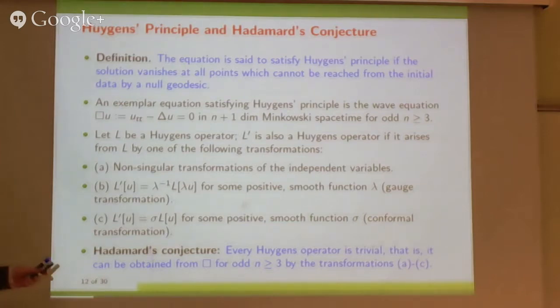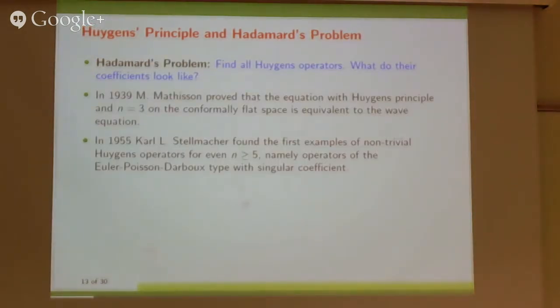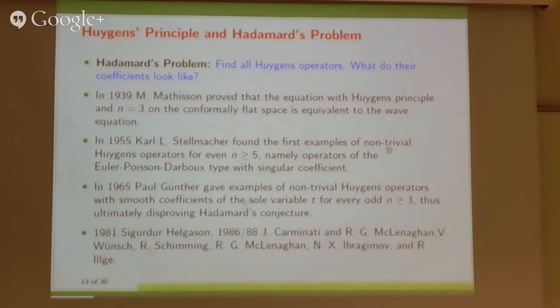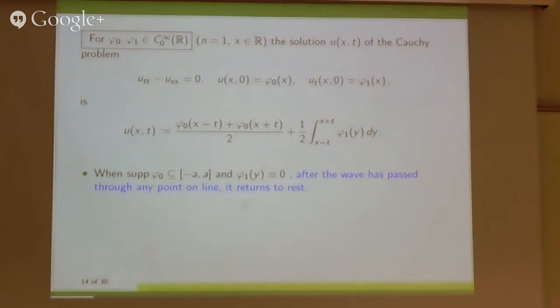And in the 30s of the last century, Hadamard suggested the conjecture that every Huygens operator is trivial, that is, it can be obtained by these three simple operations from the wave equation. It was the so-called Hadamard conjecture, and there were a lot of publications around this, and finally it was disproved in 1965 by the German mathematician Paul Günther. But still there are a lot of open problems related to Huygens' principle, and let me now start with a simpler explanation of Huygens' principle.